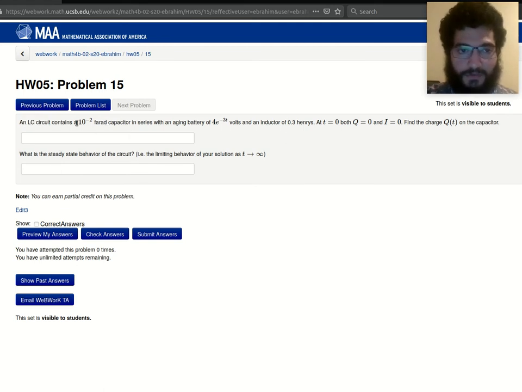And if I just say an LC circuit and all you've got is an inductor and a capacitor, then that's going to end up giving you a homogeneous second order linear differential equation with constant coefficients. But once I throw in this battery, where there's this voltage changing in time in series with everything else in the circuit, that's going to make the differential equation non-homogeneous.